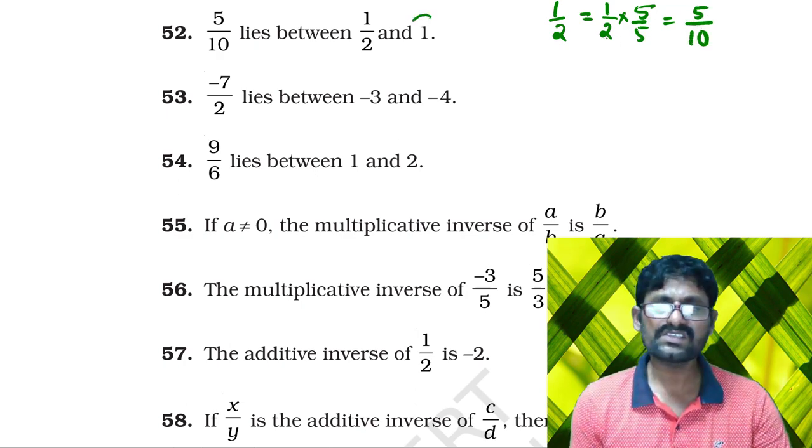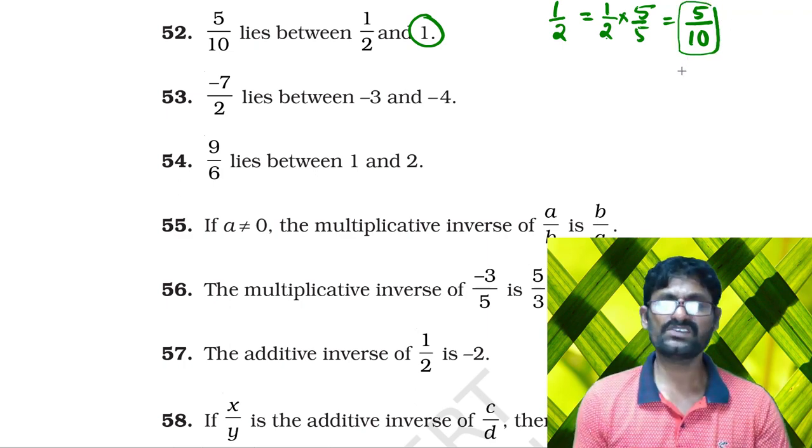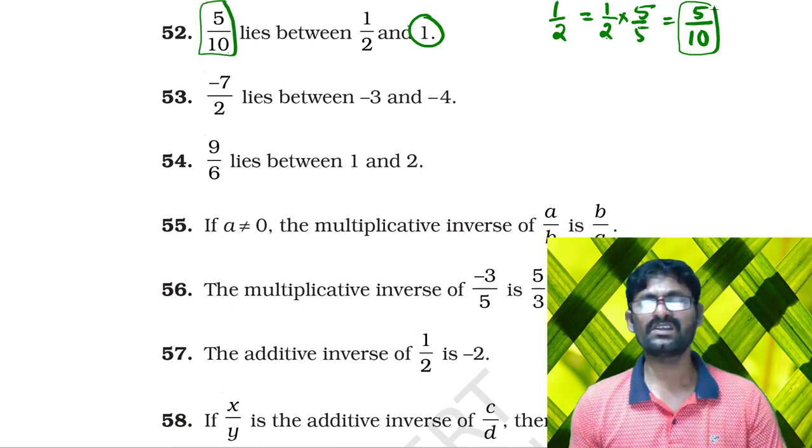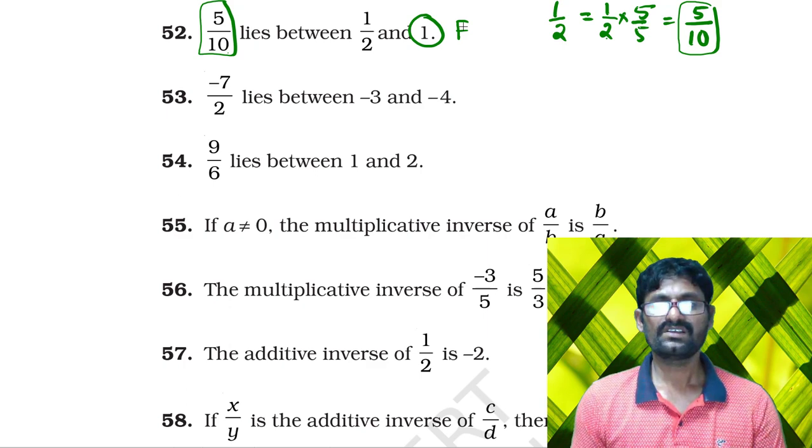You need not convert the second one, that is 1. Why? Because the first rational number we got is 5 by 10. Here we are given 5 by 10 also. That means 5 by 10 is equal to 5 by 10. So how can it be in between 1 by 2 and 1? So this is a false statement.